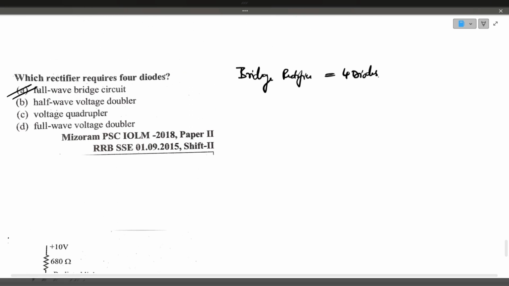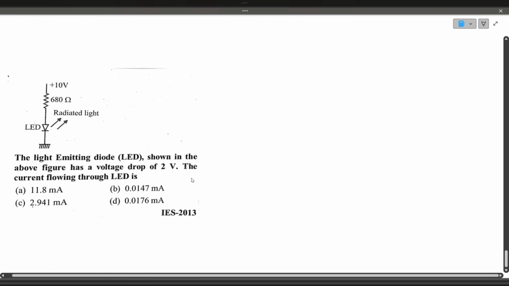Here the half wave voltage doubler requires 2 diodes, 2 capacitors. The voltage quadrupler and a full wave voltage doubler require 2 diodes, 2 capacitors. This is very important. Now we'll see the next question.